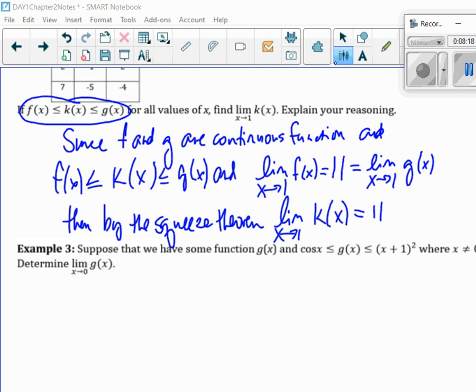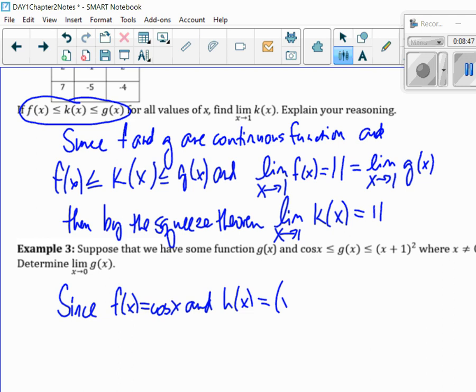Okay, so whenever you see an inequality like this, it should be almost like a red flag. Oh, this is the squeeze theorem. Okay, let's do what we have to do. So what do we have to do? We have to say they're continuous. So is cos x a continuous function? Yes. And yes. So you just got to state it. So since, let's call it f of x, f of x equals cos x, and h of x equals x plus 1 squared are continuous functions, because they're polynomials, and trig functions are all continuous, right?